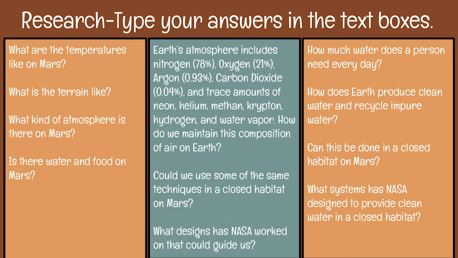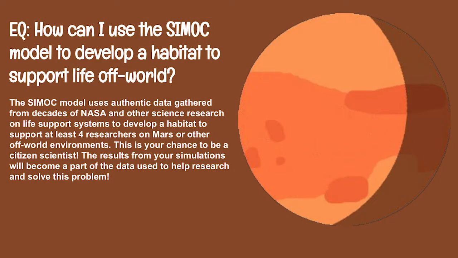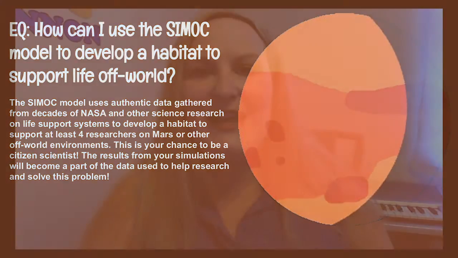Basically, the students were able to research Mars and the conditions there and what would be necessary to sustain life as we know it on Mars. They then designed their own Mars habitat, went into SIMOC, tested out the parameters of their design and their different circumstances. They were then able to analyze their data, draw conclusions, and they did a reflection on Flipgrid.